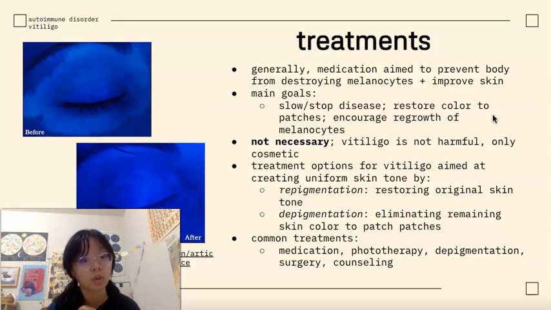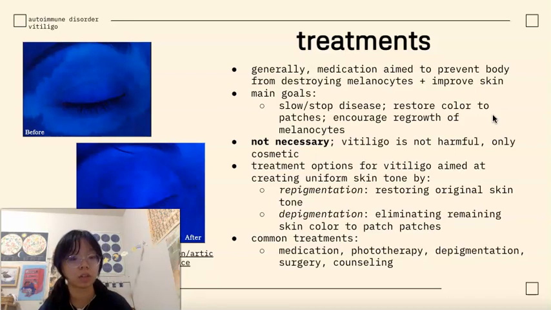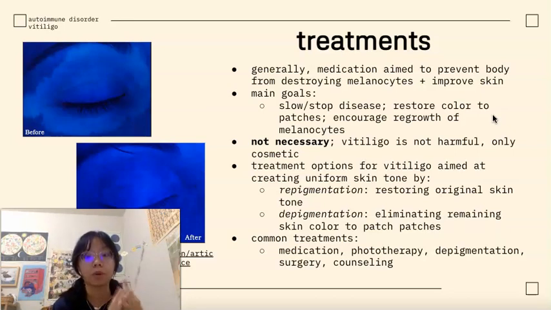If you do want treatment for vitiligo, there are generally two main approaches. Number one is repigmentation, where the goal is to restore your skin color to the white patches caused by vitiligo. Number two is depigmentation, which is the opposite of that, which is basically removing the rest of your skin tone to match the white patches on your skin caused by vitiligo. So common treatments for vitiligo include medication, phototherapy, depigmentation, as mentioned earlier, even surgery and counseling for people who may be suffering from low self-esteem generated by vitiligo.